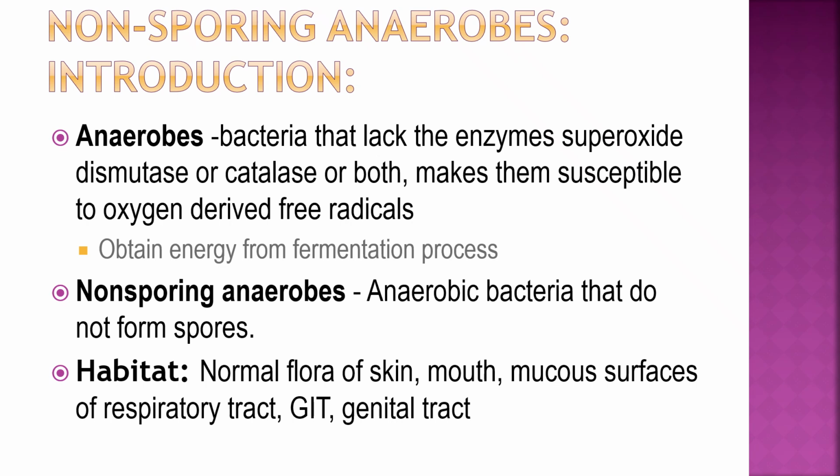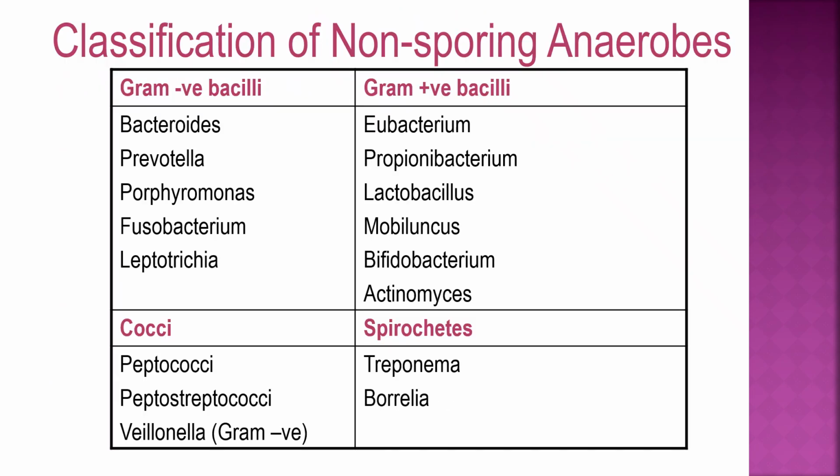Non-sporing anaerobes are anaerobic bacteria that do not form spores. The habitat of non-sporing anaerobes: they are present in the normal flora of skin, mouth, mucous surfaces of the respiratory tract, gastrointestinal tract and genital tract. Now the classification of non-sporing anaerobes.